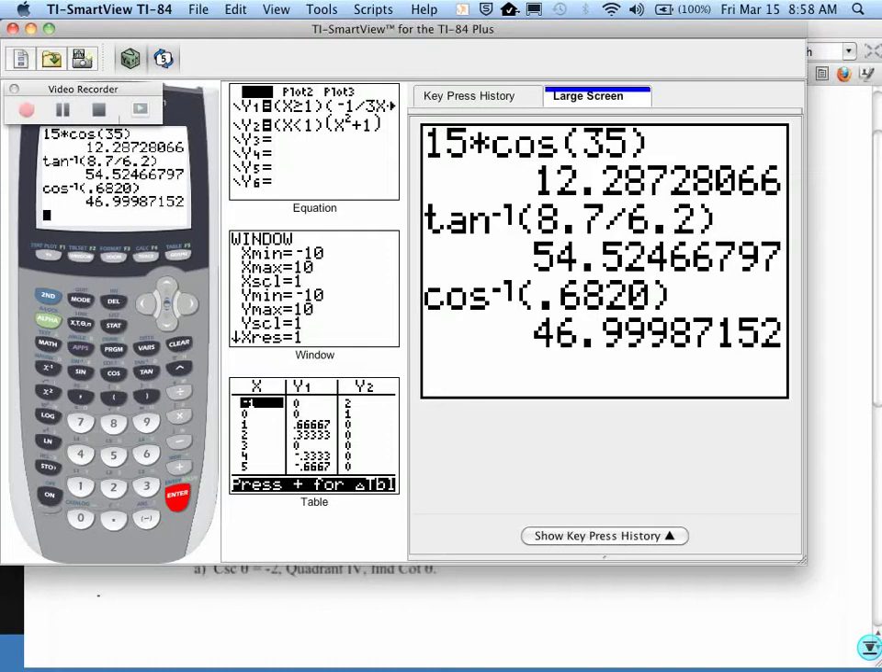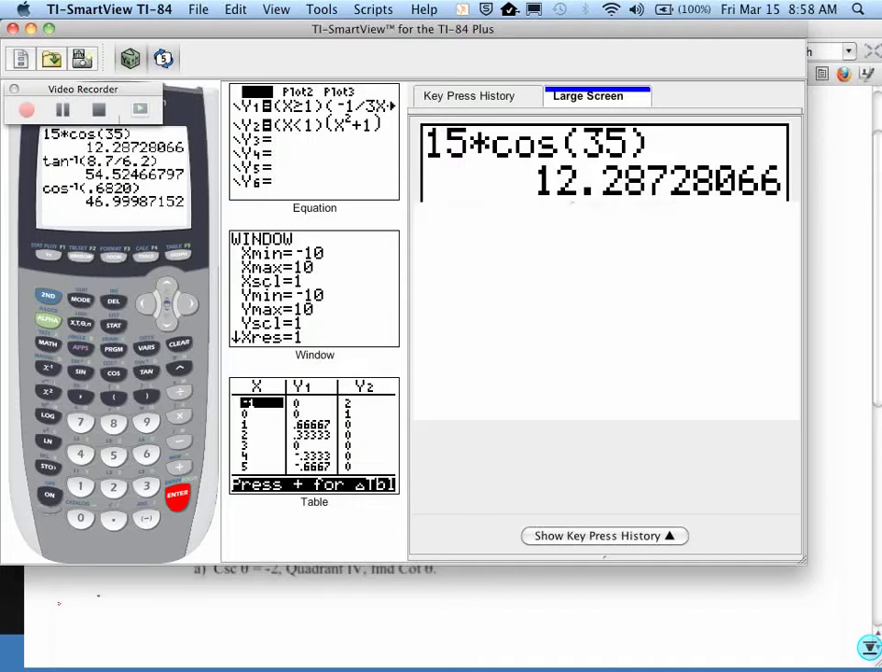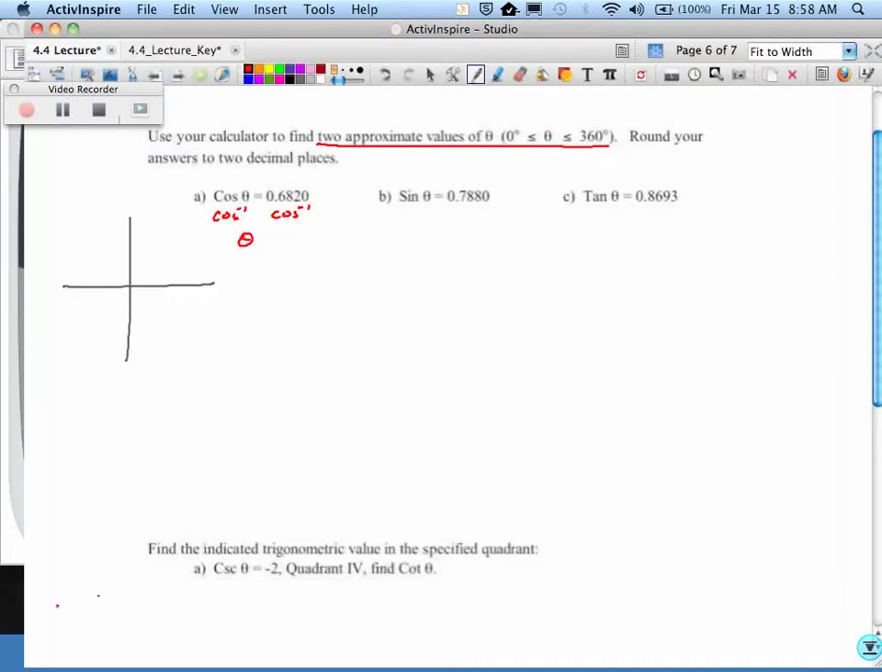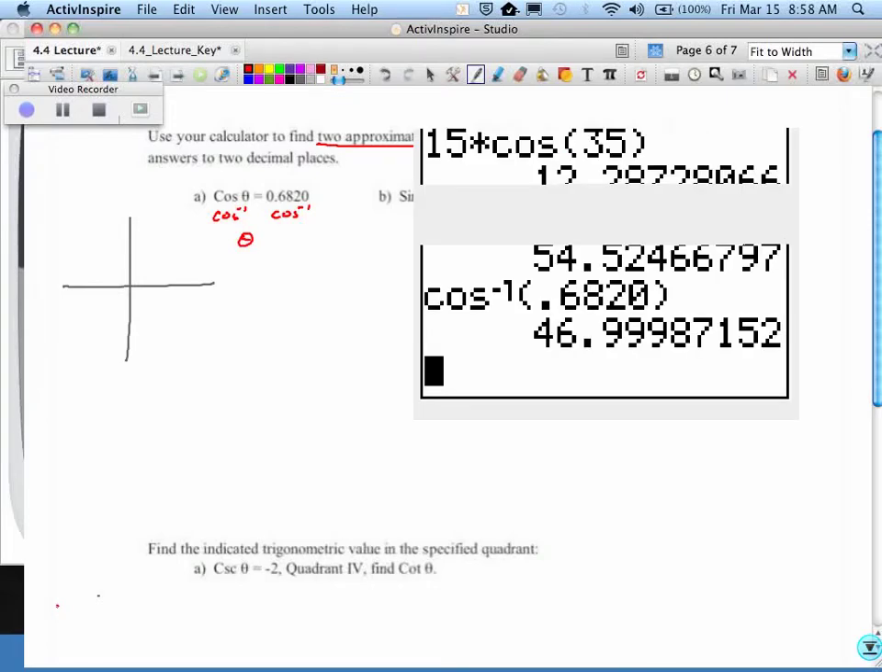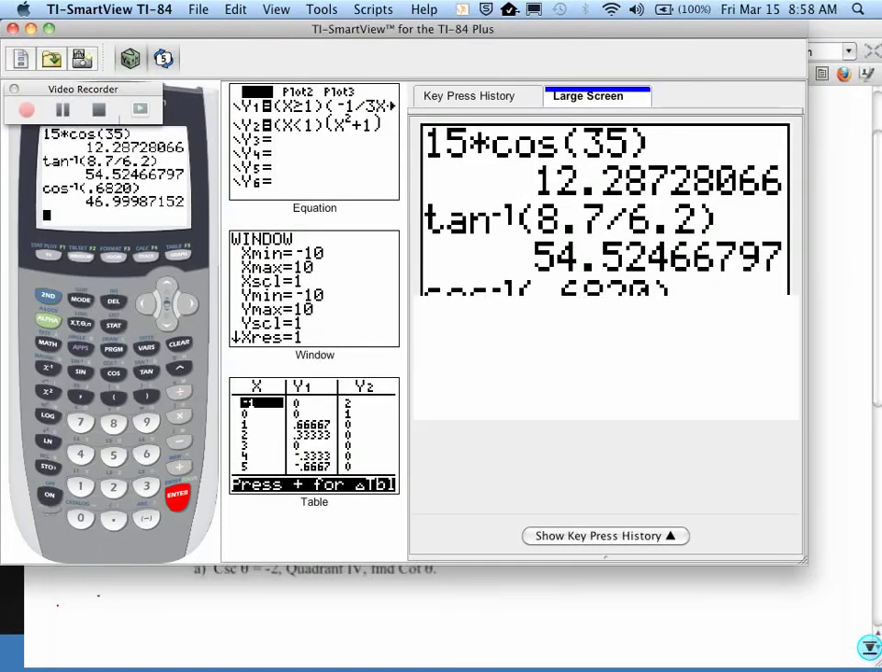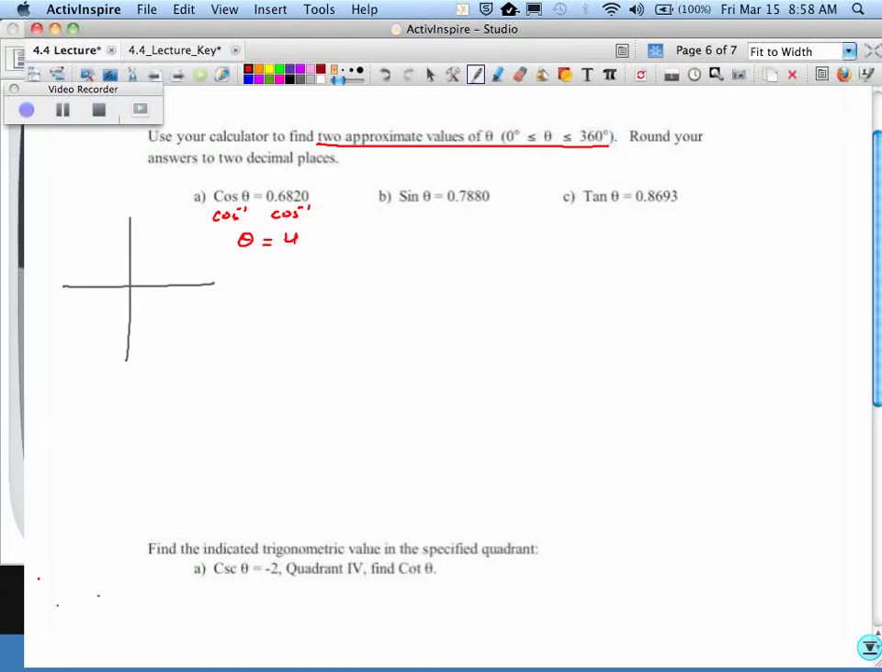Well, in this case, they're asking me to find the angle that produces that decimal. So you don't divide, you do inverse on both sides. And I got that. How many degrees is that? 46.99, so my theta equals 47 degrees. We're supposed to round our answer to 2 decimal places. If you round properly, you'll be at 47 degrees. That's in the first quadrant, right here.